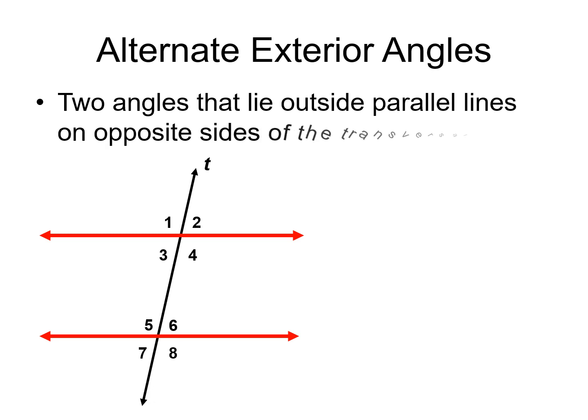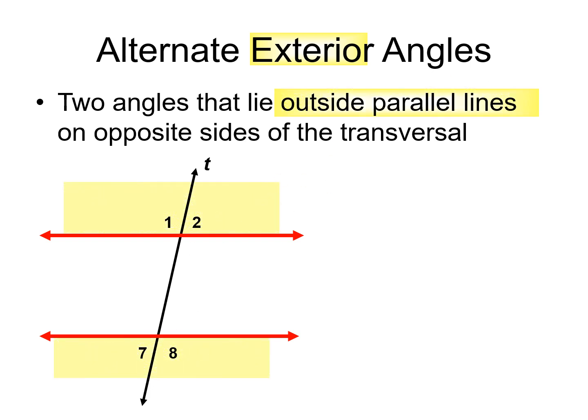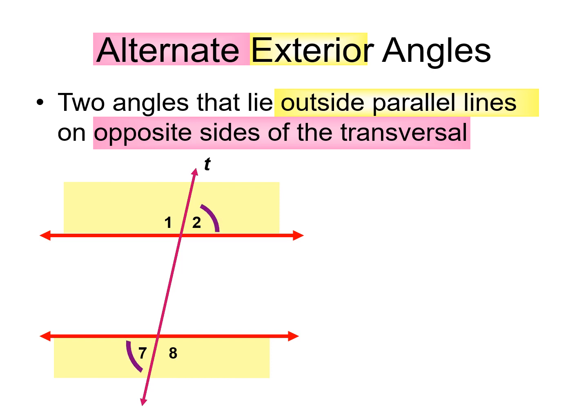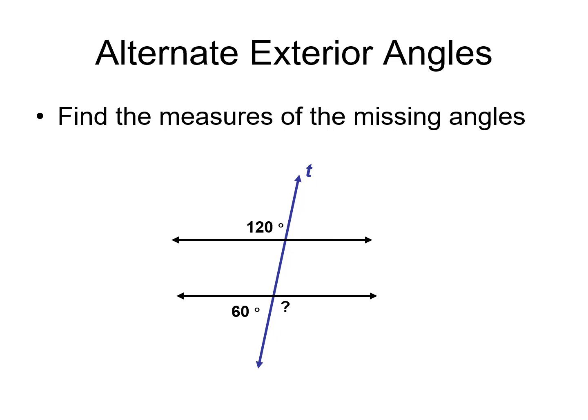Alternate exterior angles: two angles that lie outside the parallel lines on opposite sides of the transversal. So when two lines are intersected by a transversal line, 1, 2, 7, 8, what is the relation? 2 must always be congruent to 7 and 1 is congruent to 8. They are known as alternate exterior angles. So let us do one question based on that. 120, the missing angle will be 120 degrees. You can use the concept of linear pair also.